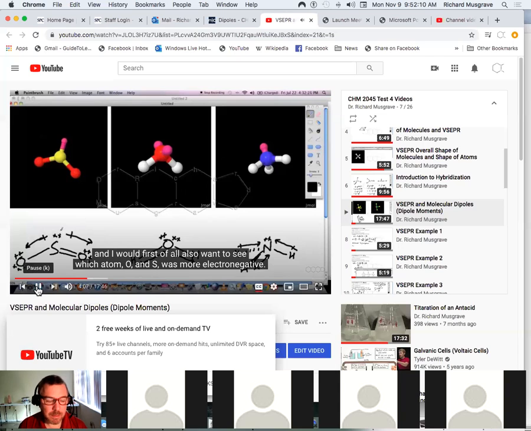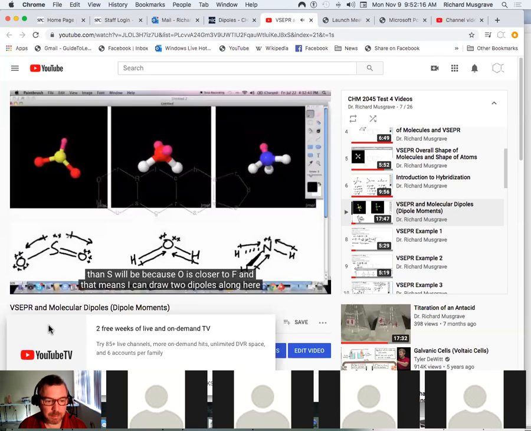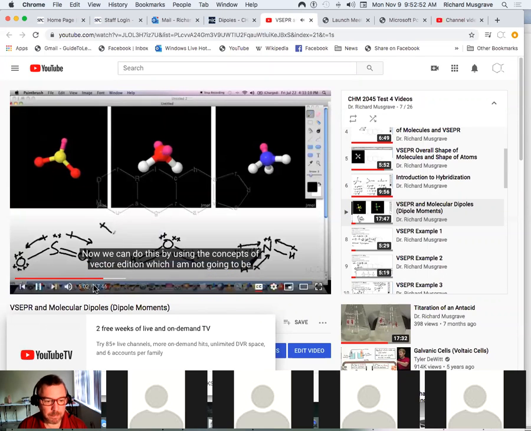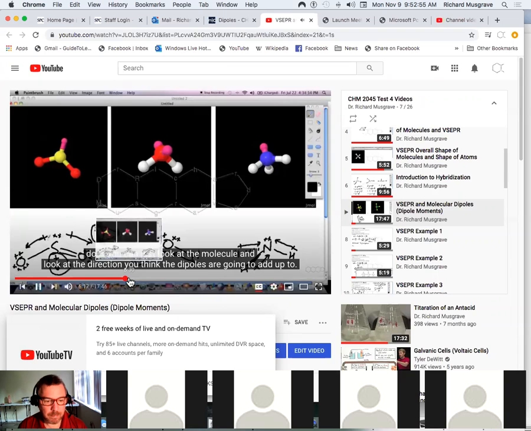Okay, thank you. I want to see which out of O and S was more electronegative. So what I do is I go to... Show all that. That means I can draw two dipoles along here. And the dipoles will be drawn from the S towards the O in both instances. Now, the dipoles will also have the same magnitude because I'm drawing them to the same atom. Now, the other thing I'm going to do is I'm going to look at this and try and tell which direction the net dipole will be going in. Now, the net dipole will be a combination of these two dipoles. Now, we can do this by using the concepts of vector addition, which I'm not going to be looking into.